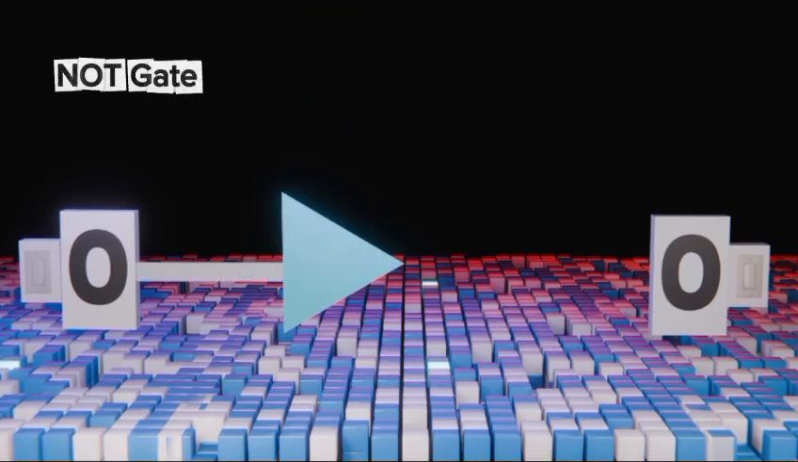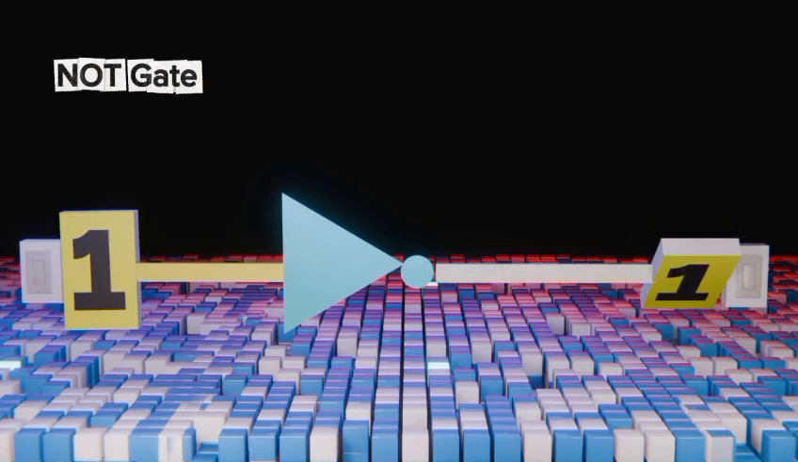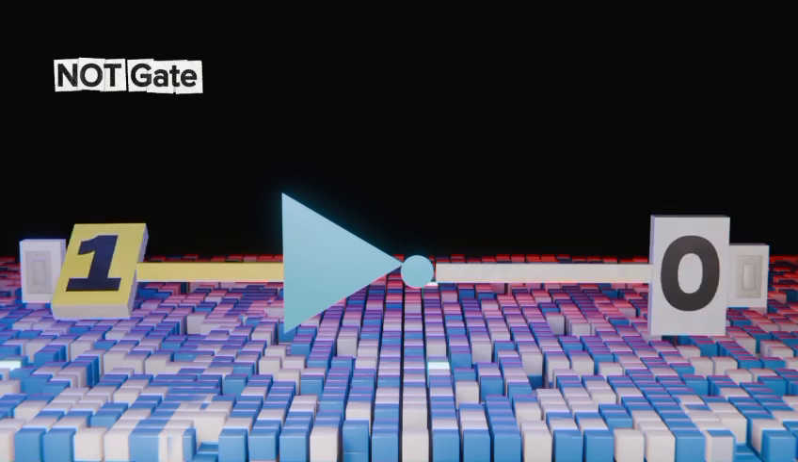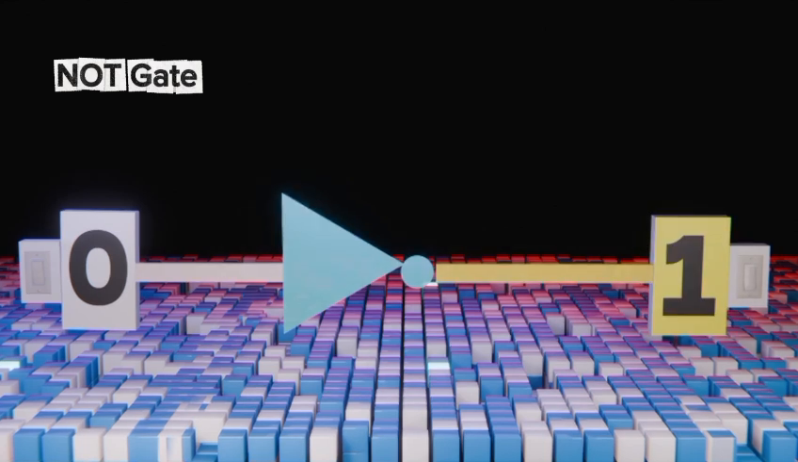One of the logic gates I'm going to show you is the NOT gate. The NOT gate is the simplest among all logic gates. It takes a single input, either 0 or 1. If the input is 1, the NOT gate outputs 0, and if the input is 0, it outputs 1. So there are only two possible outcomes in this NOT gate.